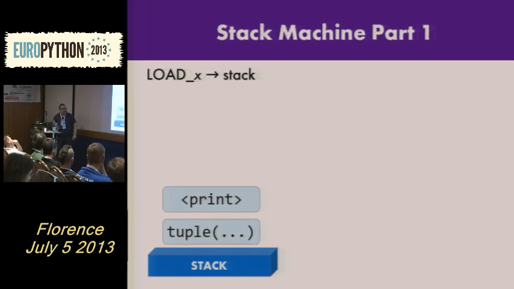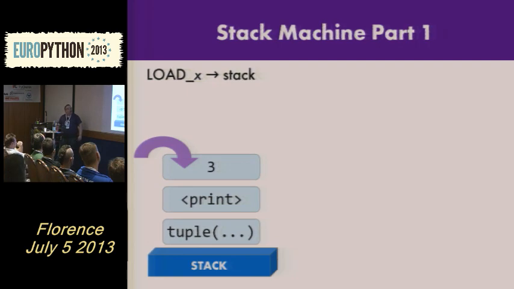So amusingly, here's a diagram. Our Python stack can store any arbitrary Python object. So here we have a tuple containing arbitrary gunk, whatever it is. On top of that, we have a callable that represents the function print. We're going to push the number 3 on top of it. Wow, look at that.